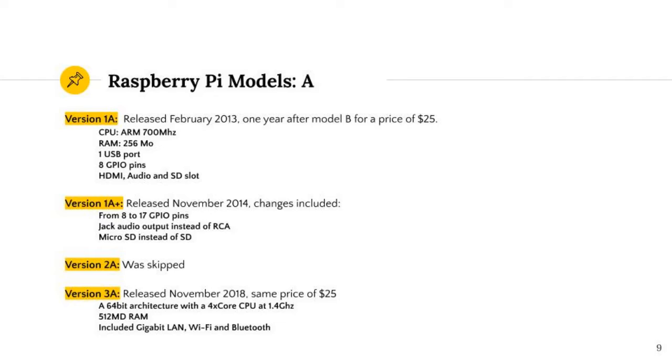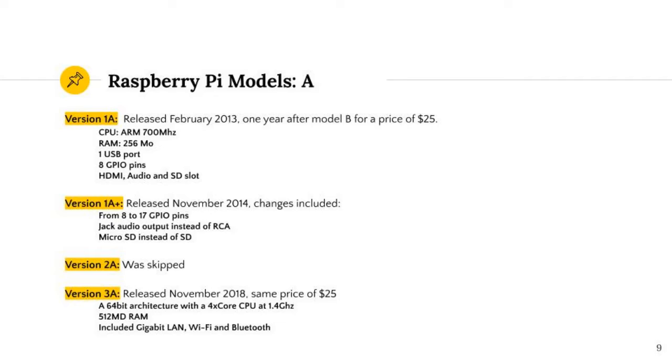The first one was released in 2013. Very similar to the first model. The CPU is the same, RAM's just a little bit better. We've only got 1 USB port and 8 input-output pins with HDMI audio and an SD slot. The 1A Plus was released in 2014, and we got more pins and micro SD instead of SD.